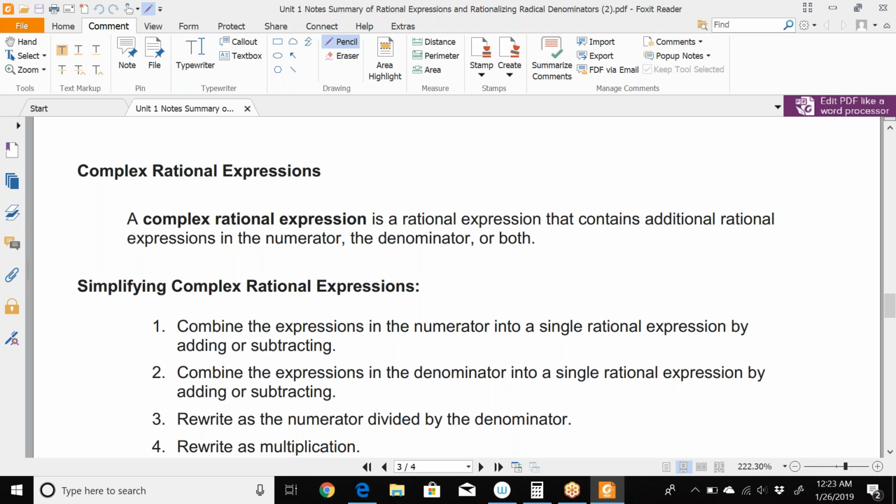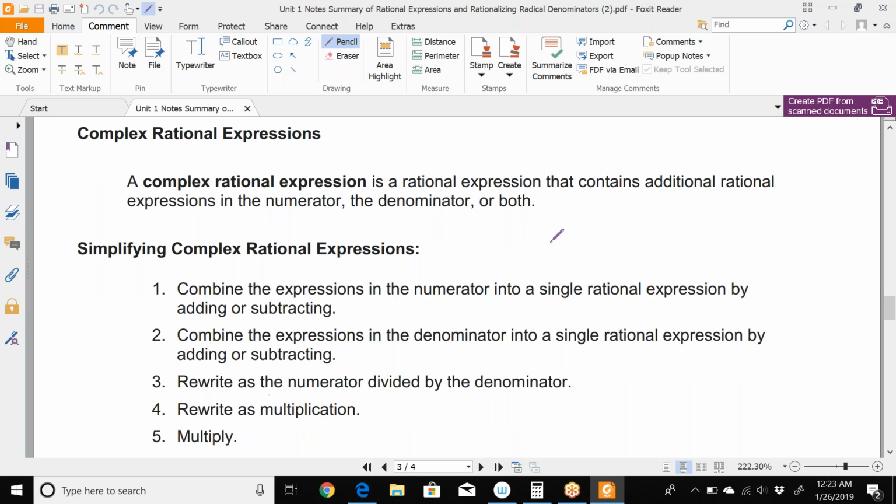What is a complex rational expression and how do you simplify it? And then what do you do if you're trying to rationalize a radical in a denominator, but it is part of a binomial? So let's look first at the complex rational expressions. It says a complex rational expression is a rational expression that contains additional rational expressions in the numerator, the denominator, or both, essentially fractions within fractions.